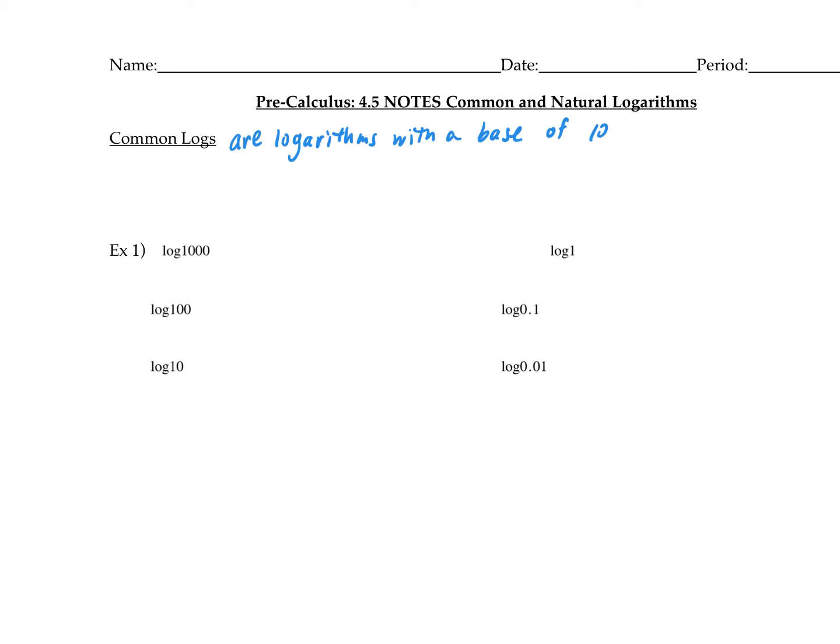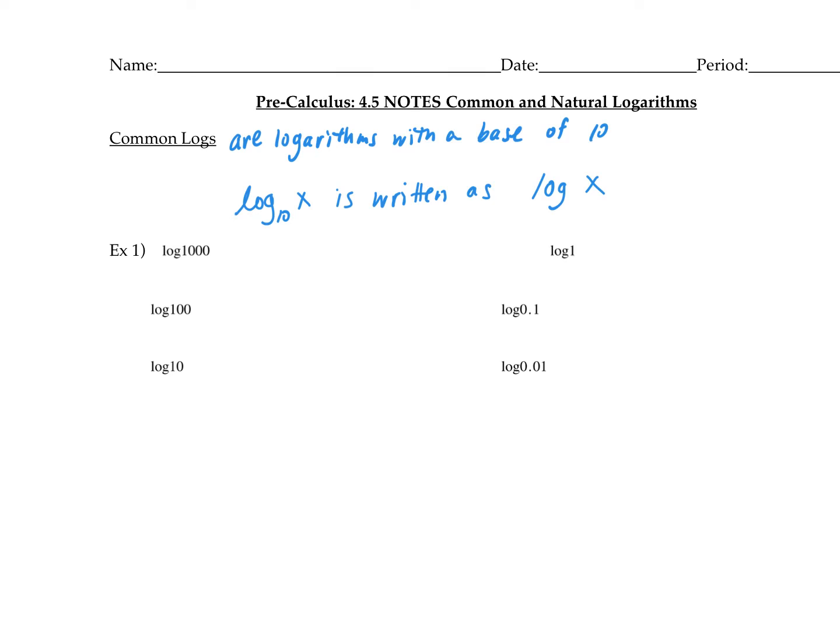So log base 10 of x, which would be a common logarithm, is going to be written just as log of x. You just won't see the base number written there. So from now on, if you see a logarithm and it doesn't appear to have a base number, you just assume that it's a 10.